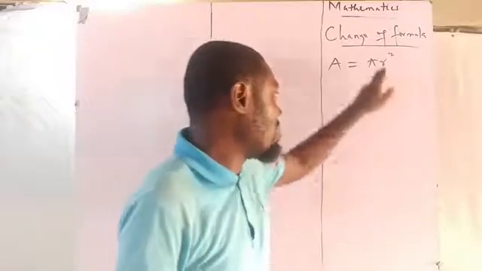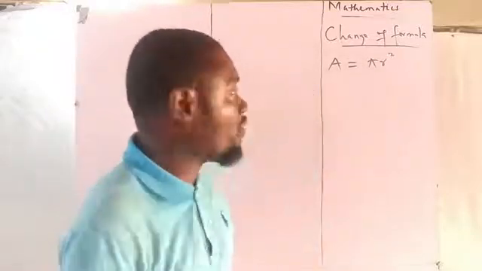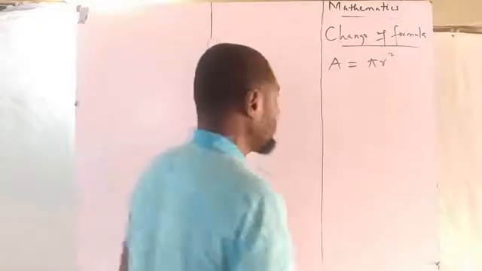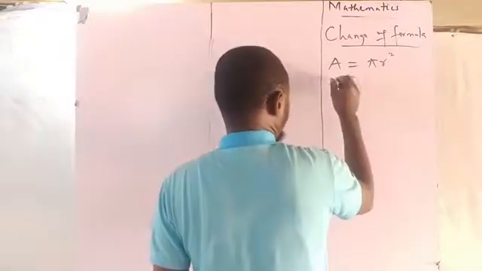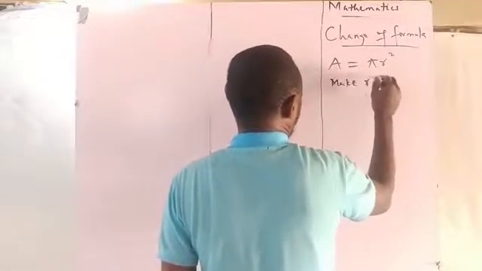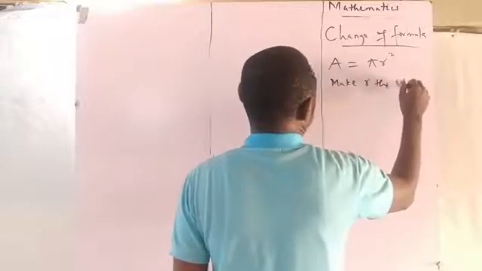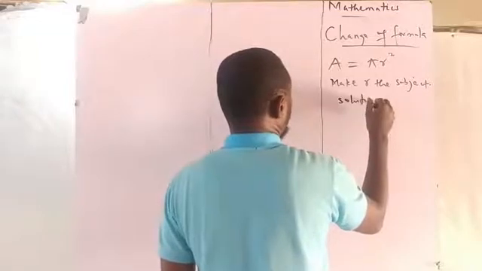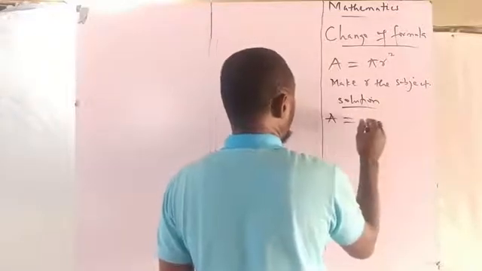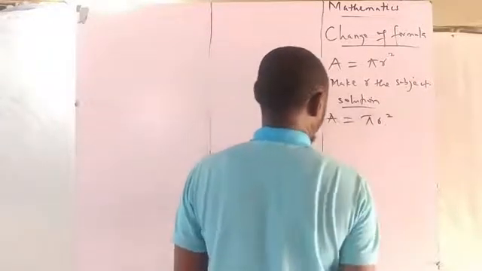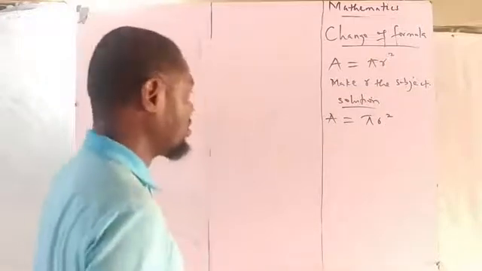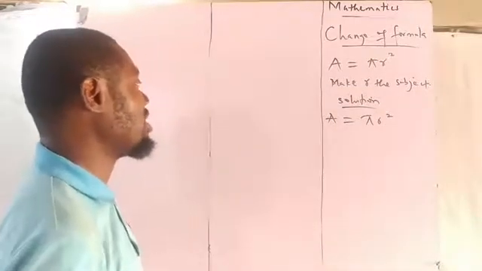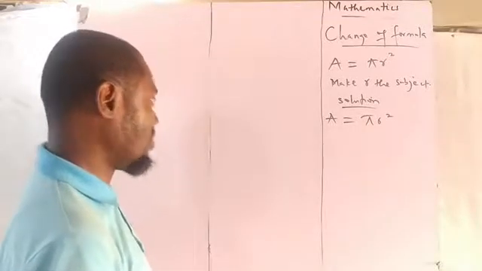Let us see if we can make r the subject of the formula. And I'll be careful in explaining this to you. Let's say we should make r the subject. Solution. You have A is equal to pi r squared. We want to make r the subject. What do we do? How do we go about this?